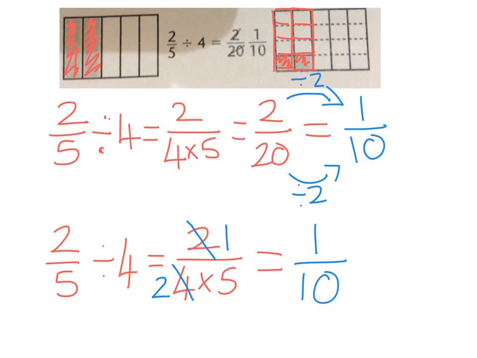Different people prefer different methods. Some people can see this one more easily because you're cancelling a simpler number here than the bigger number that you may end up cancelling here. But either way work.